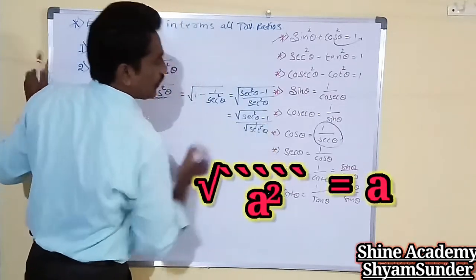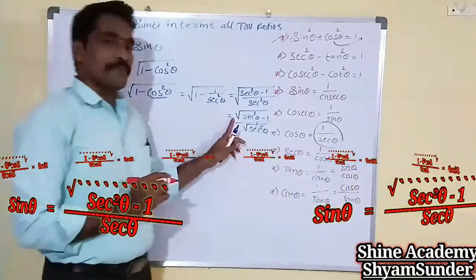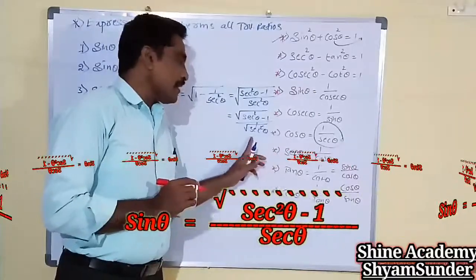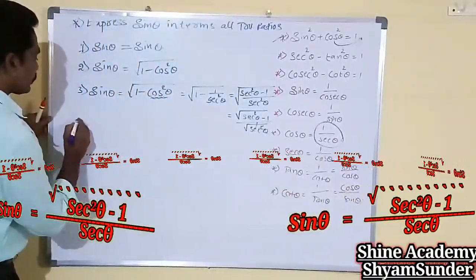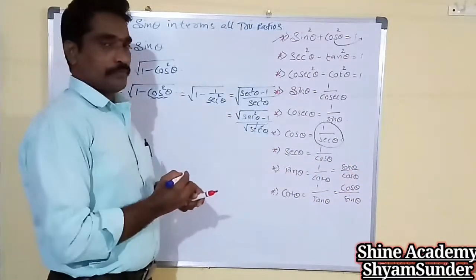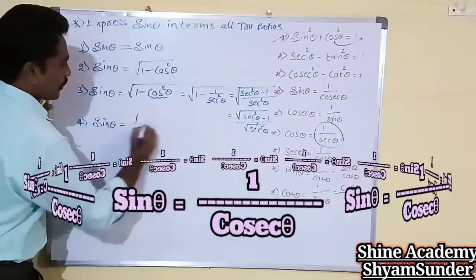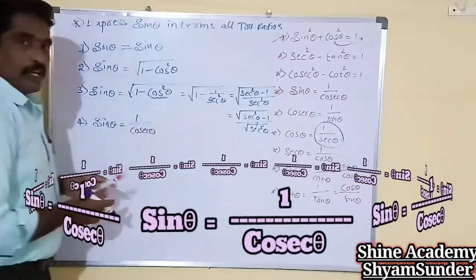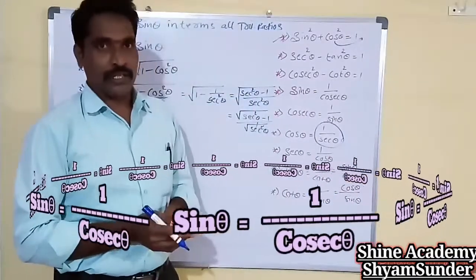Here the square and root will be cancelled. Then we can get sin theta in terms of sec as under root of sec square theta minus 1 whole by sec theta. Next we are going to express sin theta in terms of cosec. So sin theta is equal to 1 by cosec theta, because sin theta and cosec theta are reciprocals of each other.